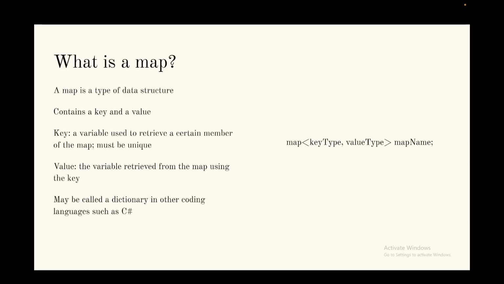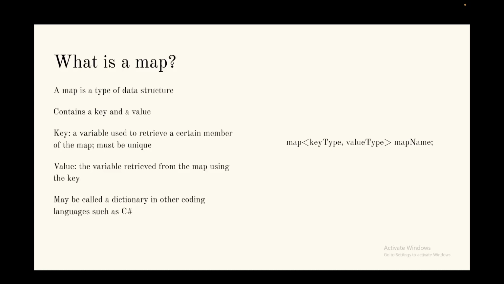Now first off, what is a map? A map is a type of data structure, such as a linked list, a vector, or an array, just like any other type of container that holds data. But what makes it different from all of those is that it contains a key value and a value value.